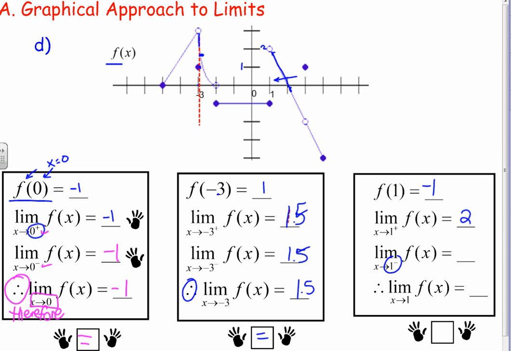If I travel into 1 from the left side, now I'm hopping on, I guess I'm on this segment because I'm coming into 1 from the left side. That places me down here in this region. Well, that value is -1. So therefore, the limit as x approaches 1 of f of x is DNE. Why is that the case? Well, the left side does not agree with the right side. Notice we got 2, we got -1. They do not agree.